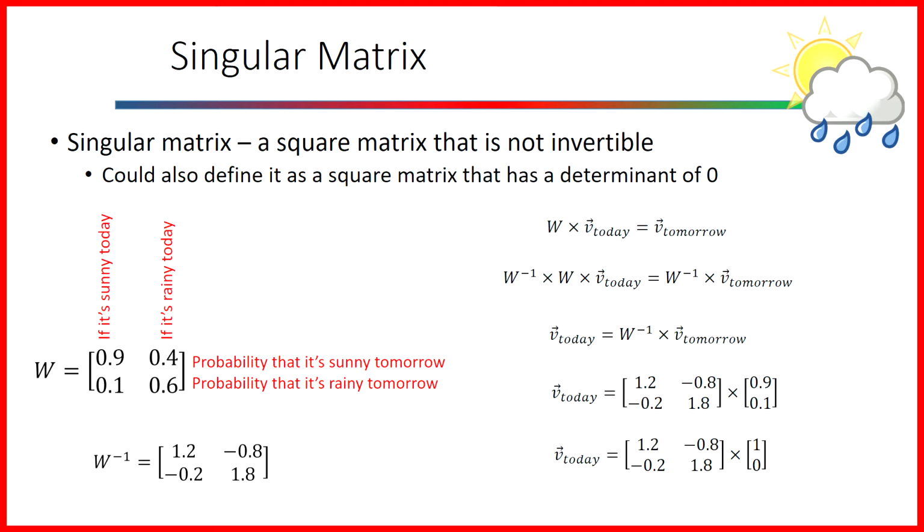Actually, just so we're clear, there's a typo in this slide. This bottom line should say V today equals 1, 0. We shouldn't have that matrix there. All right, continuing on. So that was not a singular matrix. What might be a singular matrix? Well, let's talk about predicting the weather quite a bit longer into the future.